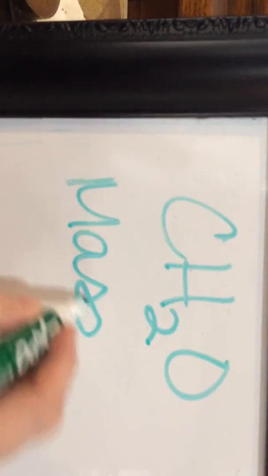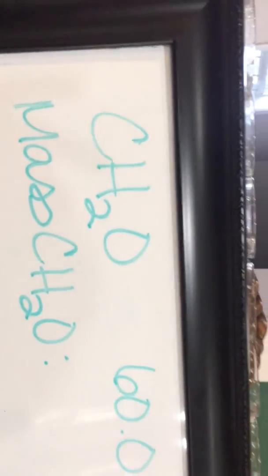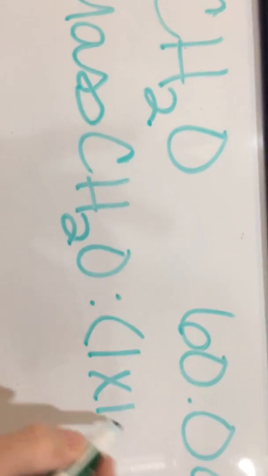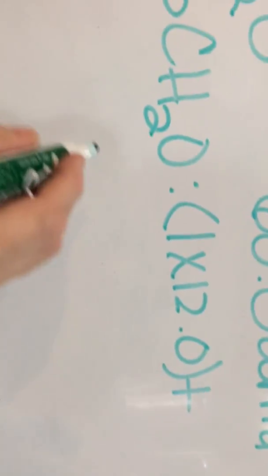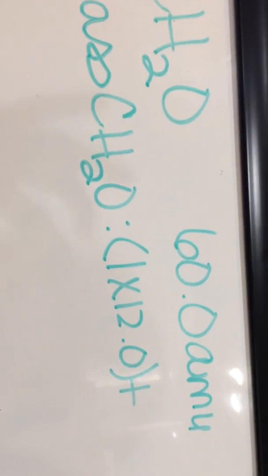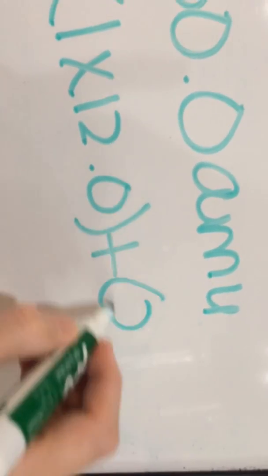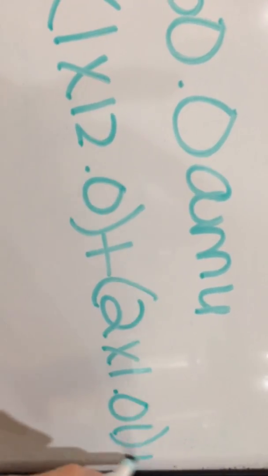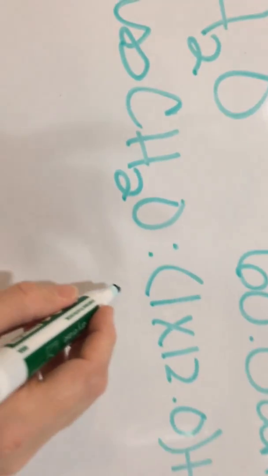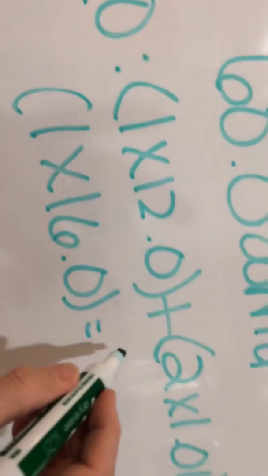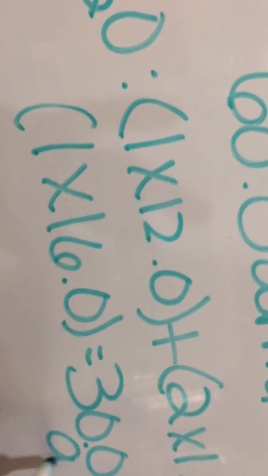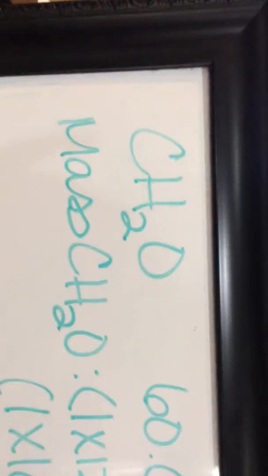Okay, let's come up with the mass of CH2O. We figure that out by 1 carbon is 12.0 plus 2 times 1.01 plus 1 oxygen is 16. And so it is 30.0 amu. Okay, so this empirical formula weighs 30.0.